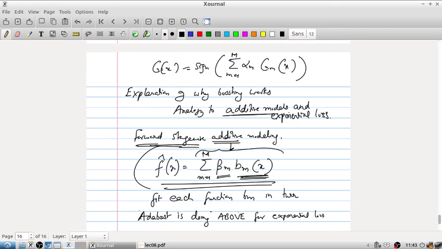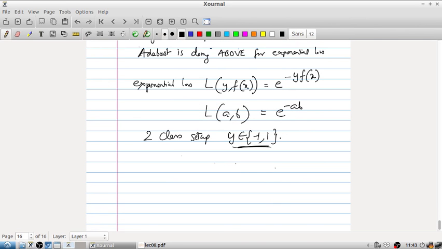But anyway, if you're not confused about it, don't worry. The reason why I wanted to introduce that is to talk about gradient boosting. That's the key idea for today's class.